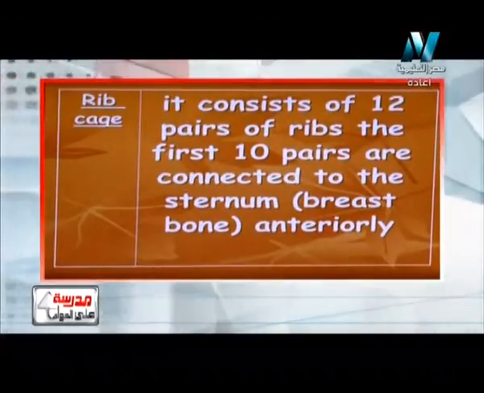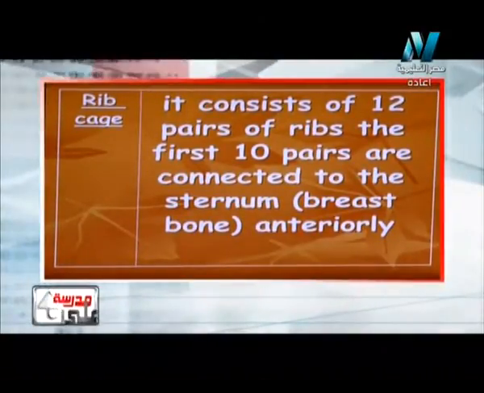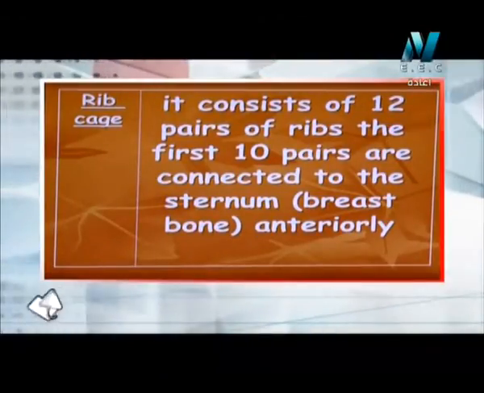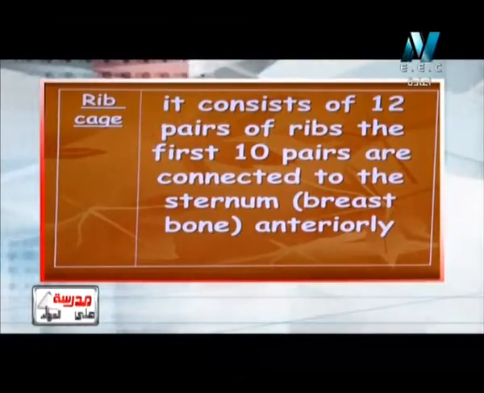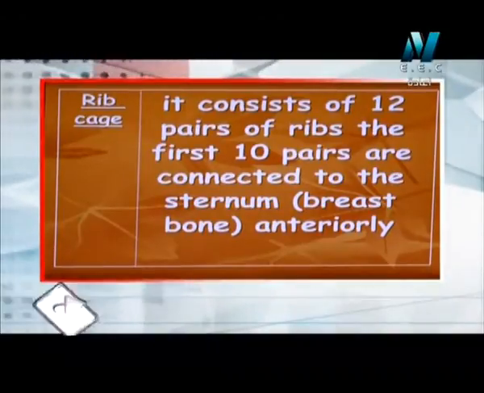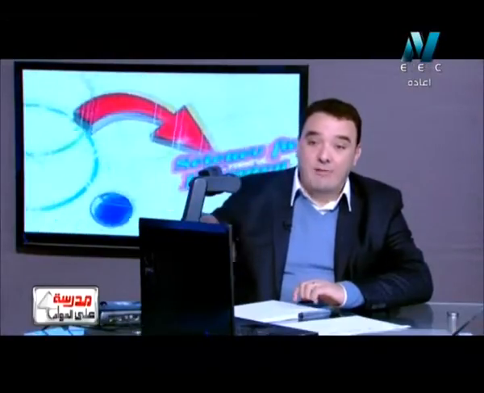Okay, so now let's start the rib cage. The rib cage, as we know, consists of 12 pairs of ribs. The first 10 pairs are connected to the sternum, or the breastbone, anteriorly. Let me explain it because it's a very important note in our lesson today. We can say that the rib cage surrounds the heart and the two lungs. Also, the rib starts from the backbone and goes around to reach the most important bone, which is called the sternum.